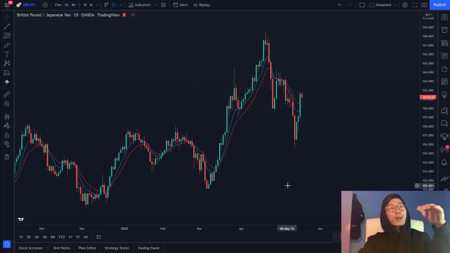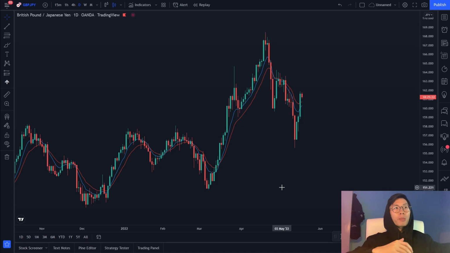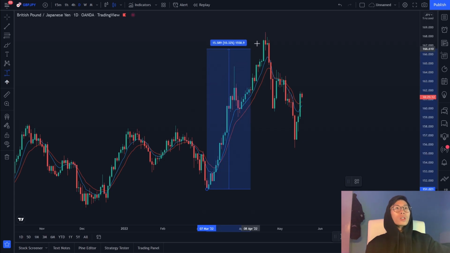GBPJPY is one of the most volatile currency pairs on earth, on heaven, on hell, everywhere. It's volatile as hell, so if you're a beginner, stay out of this pair. I remember when I was a beginner, I lost a lot of money trading this pair. So yeah, if you're a beginner, stay out of it. Basically, GBPJPY is a very volatile currency pair, so it can move up very fast and it can also move down very fast, guys. You can see right here, GBPJPY literally moved like, what's this?